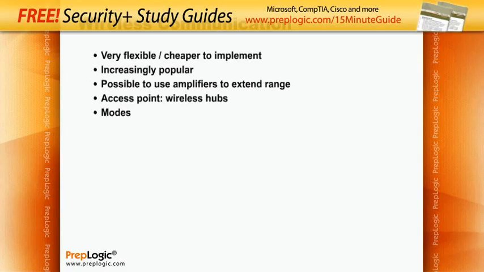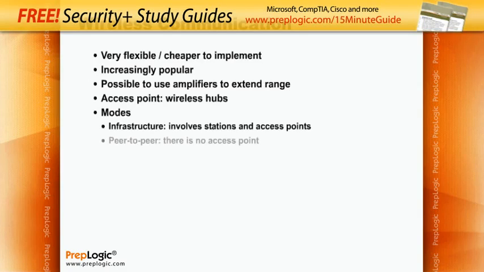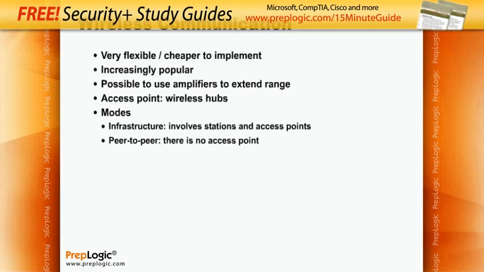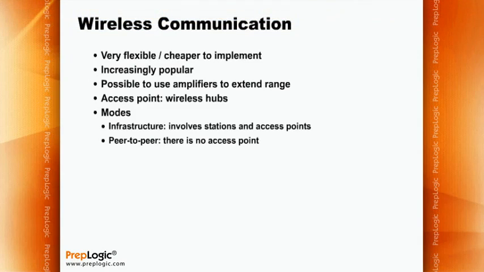We also have several modes when we're talking about wireless communication. The first is called infrastructure mode. In infrastructure mode, all of your wireless stations talk to the main network and to each other through access points. The other mode is called peer-to-peer, or ad hoc mode. In this mode, there is no access point. All of the various wireless stations talk directly to each other when they wish to communicate.